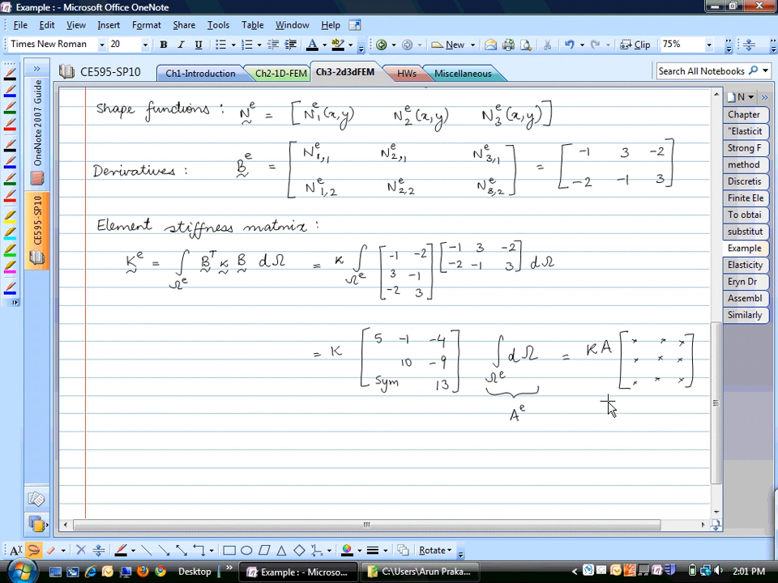You can similarly calculate your element force vector and plug it into your global stiffness matrix. Just assemble it into your global stiffness matrix. And that's pretty much the way you would be solving a heat conduction problem. Any questions on this?